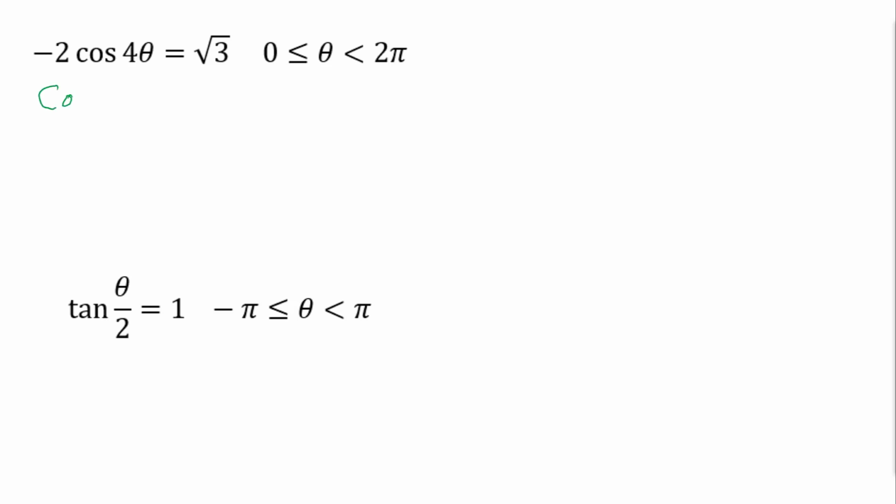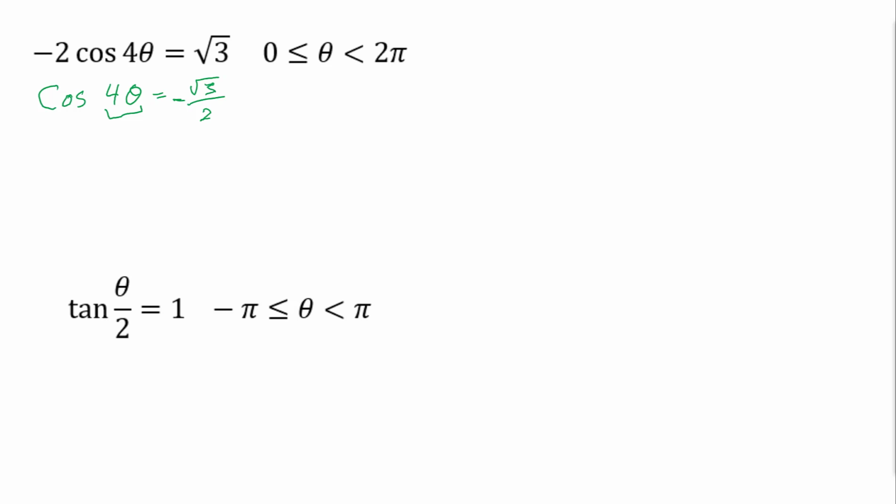That gives me cosine of 4 theta equals the square root of 3 over -2, or we could say it's negative square root of 3 over 2. At this point, we need to figure out what angles cosine will give us negative square root of 3 over 2.